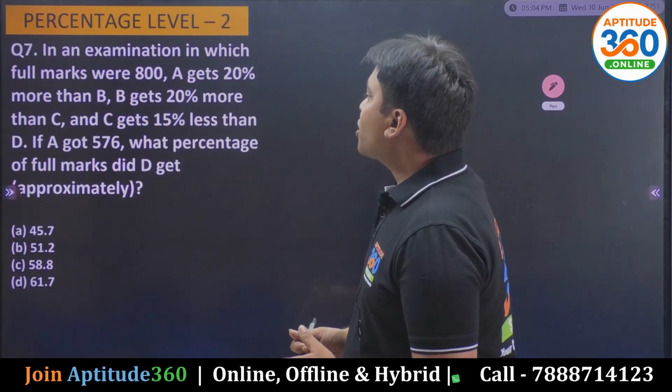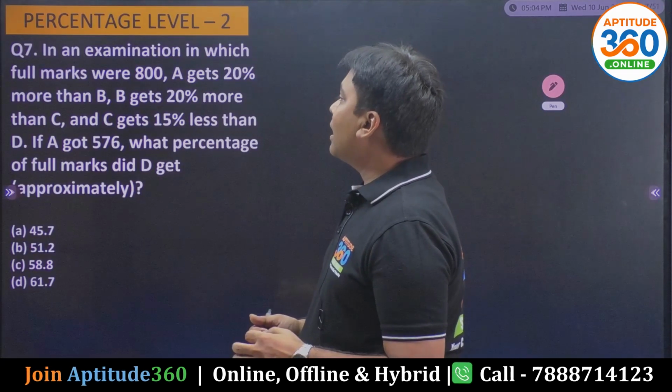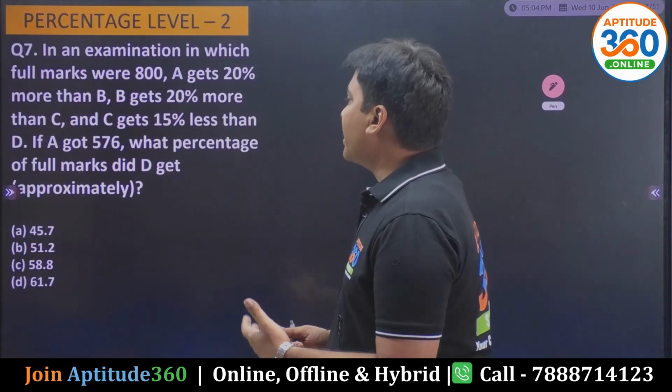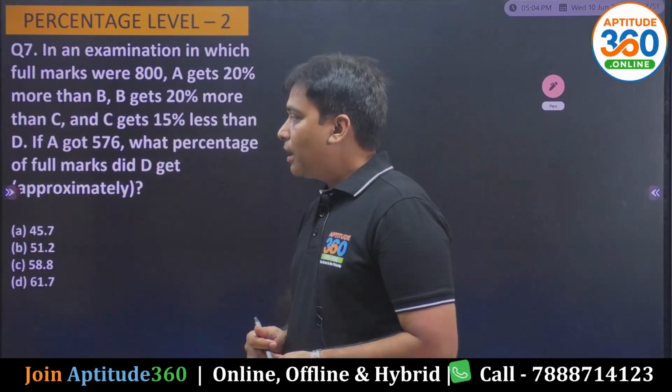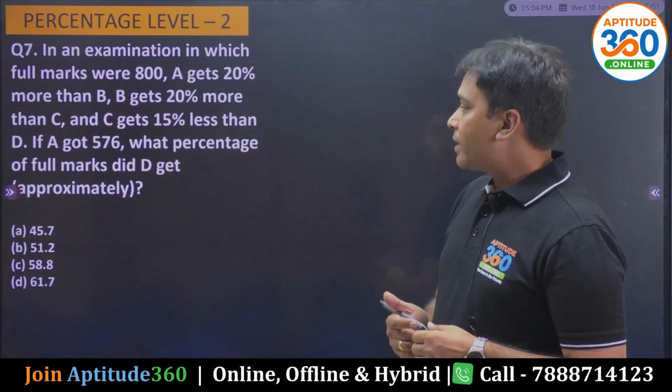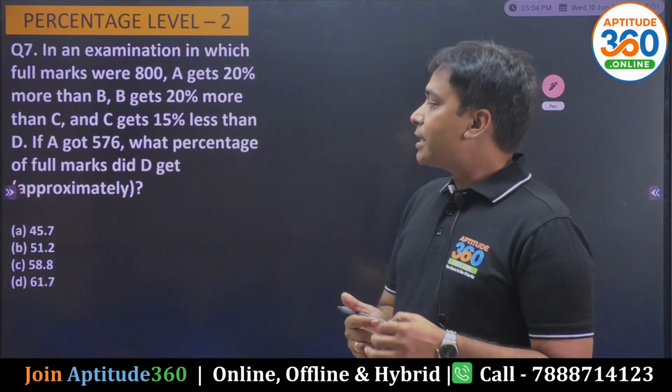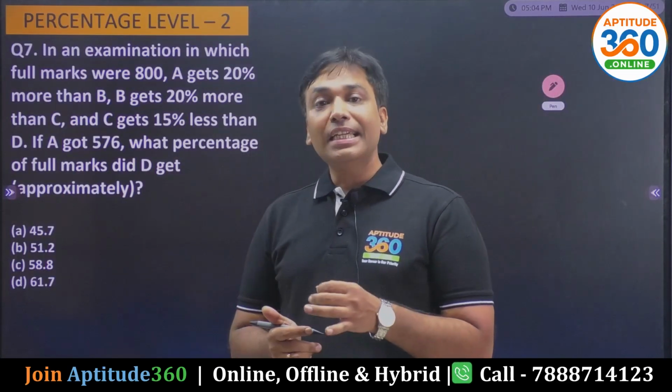In an examination in which full marks were 800, A gets 20% more than B, B gets 20% more than C, C gets 15% less than D. And if A got 576, what percent of full marks did D get?